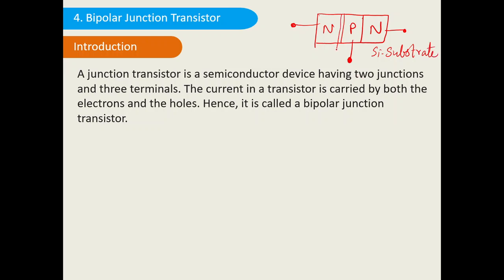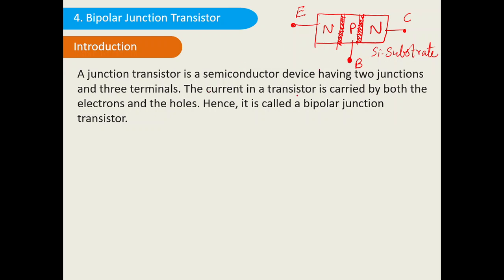So this is the one junction here. I'm having this. This is the one junction. This is the other junction. So there are two junctions in the transistor and three terminals. So these are the three terminals. The first terminal is called the emitter. The other is called the collector, and the terminal in between emitter and collector is called the base. So there are three terminals of this BJT: emitter, collector, and base.